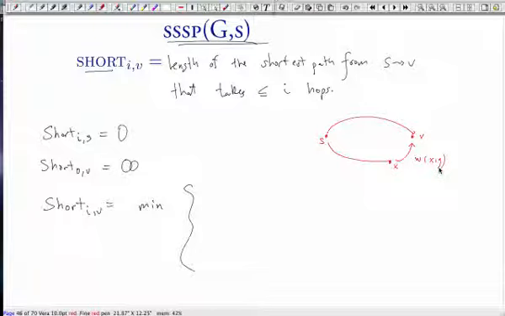What is what? Single source, shortest path. Because later on we're going to use all pairs shortest path.